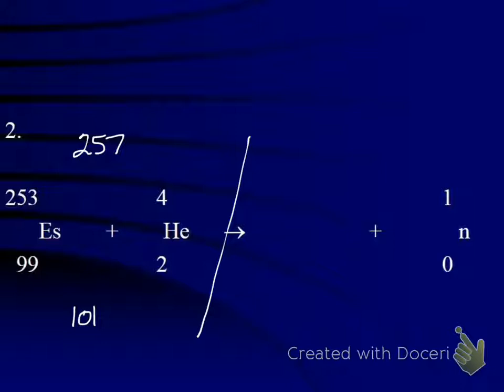So I need this side over here to be 101. 1 plus 0 is 101. Okay? It wasn't a trick question. I was being silly. What plus 1 is 257? 256. So find element 101, and it is MD. And now that's balanced. Okay? Seem okay?